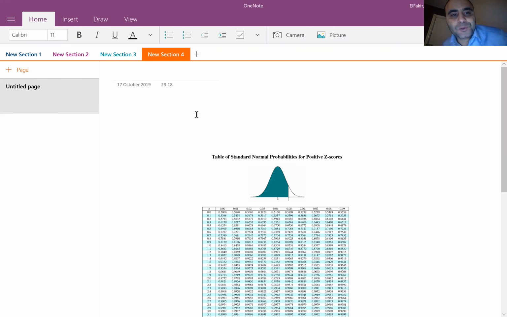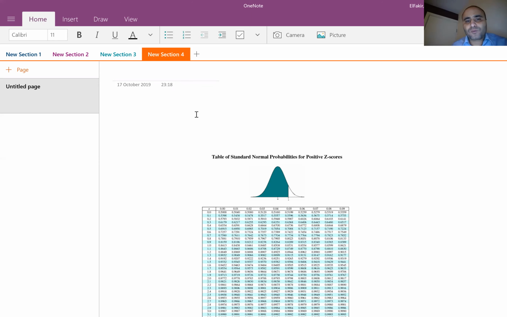Hello, today we are going to work with the standard probabilities table using the Z-score. And the Z-score allows us to calculate the probability of falling below a certain value or a certain observation.